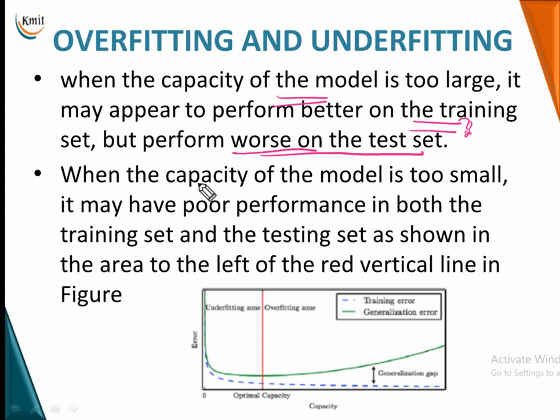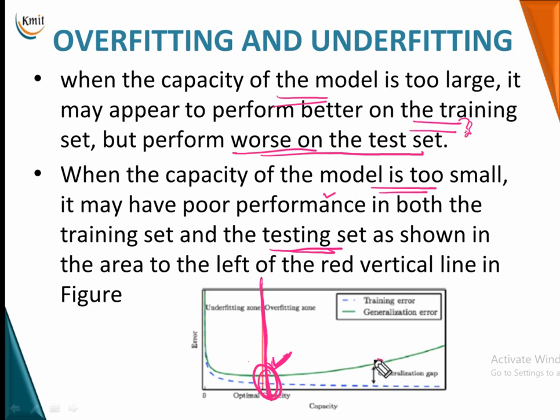On the contrary, when the capacity of the model is quite small, then the model will not even perform well on the training set. It is neither going to perform well on the training data set nor on the test data set. That is called underfitting. You can see here this red vertical line which shows you this zone. This is called the optimal capacity, wherein it is performing really well on the training data set and also on the test data set.